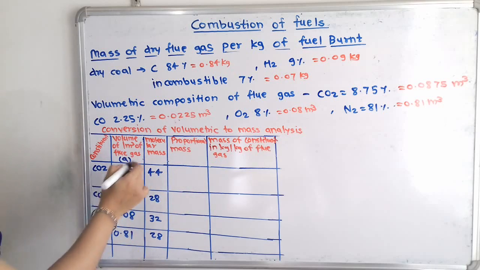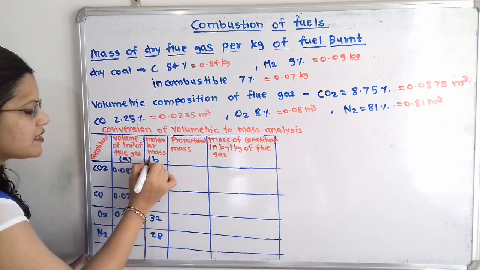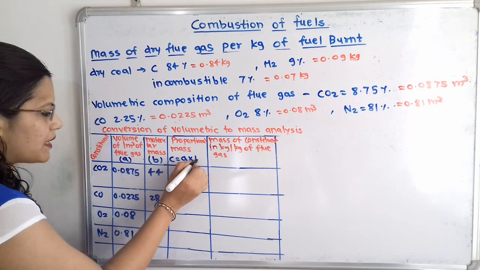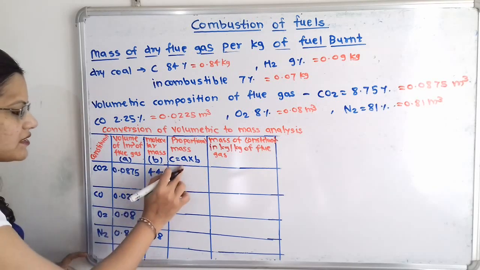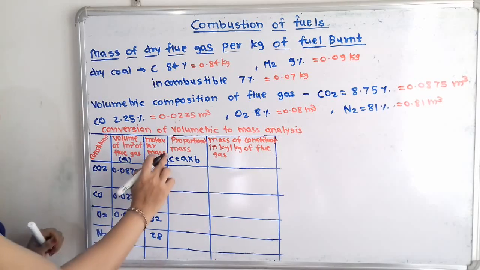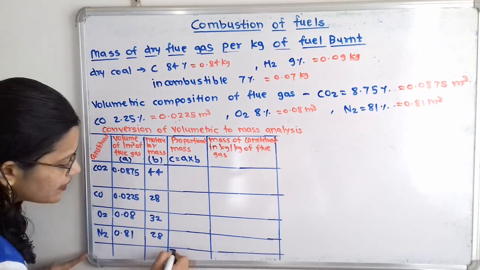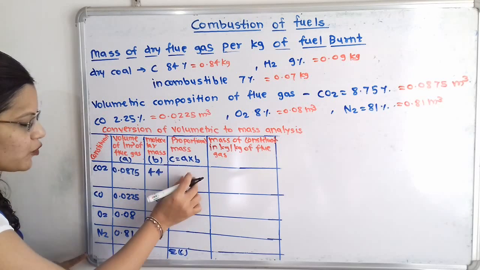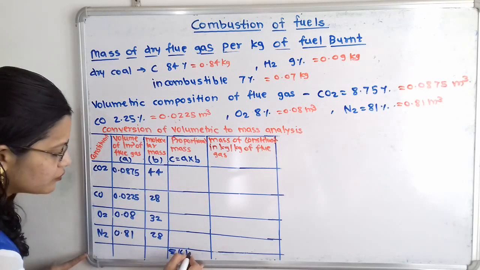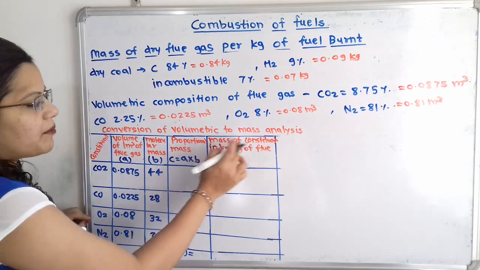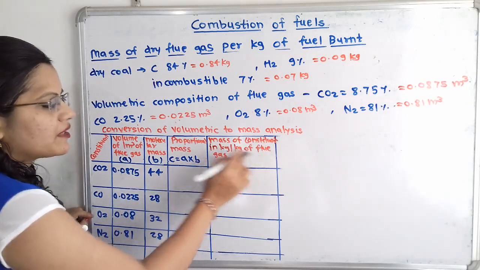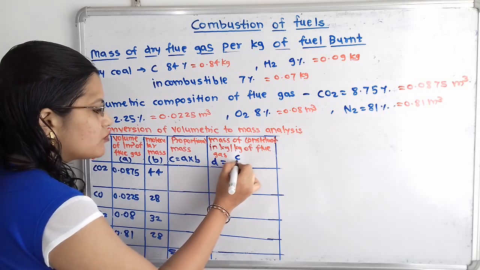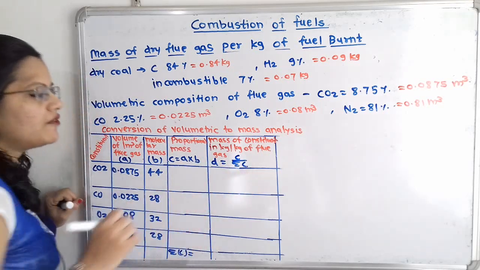Then the proportional mass. Suppose for molecular mass we say B, then the proportional mass C is equal to A multiplied by B. So we have to multiply this and write it here. Then we have to take the summation of C, the addition of the proportional mass for all the values. Now how to calculate the mass of constituent in kilogram per kilogram of flue gases? Suppose we say D, then D is equal to C divided by summation of C.